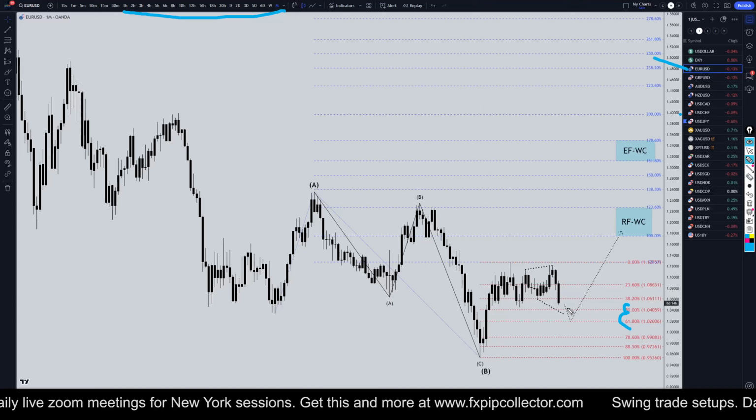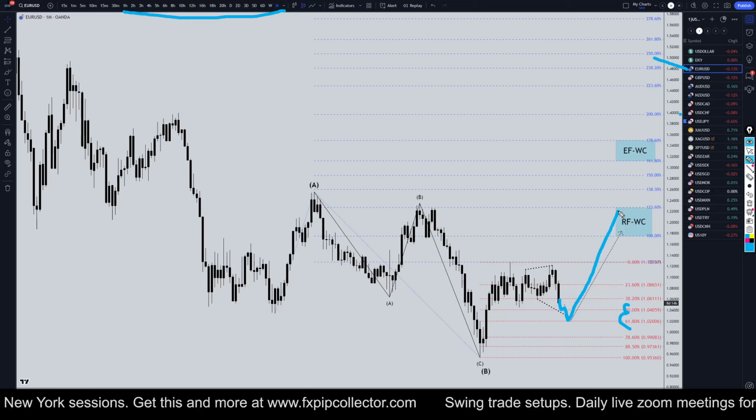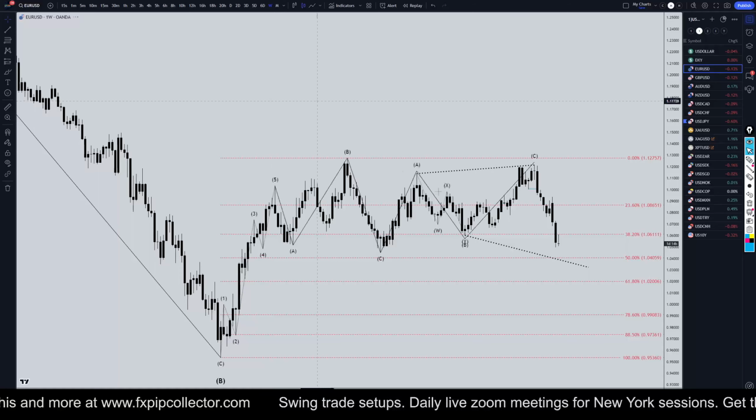So anyways, on the euro dollar monthly time frame, I think that we need to pay attention to the 50 and the 61% fib. I think one of those two levels is going to be where this actually ends up turning back up in a very big way. So let's take it down to the weekly time frame.